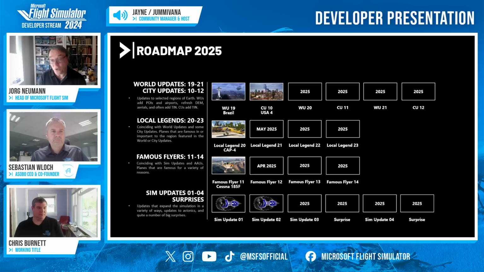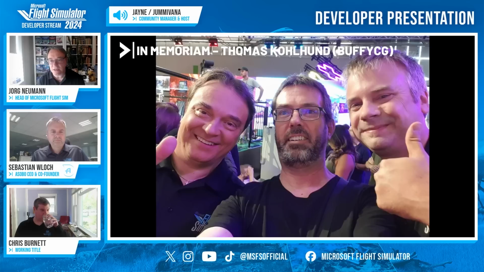Looking at the roadmap, this is where we are. We obviously shipped City Update 10. We wanted to ship a Local Legend in May and a Famous Flyer in April. Frankly, we were so heads down with Sim Update 2 that we've moved those back later in the year, and I'll show that at the end of the deck. But we did ship Sim Update 2, as we just said.